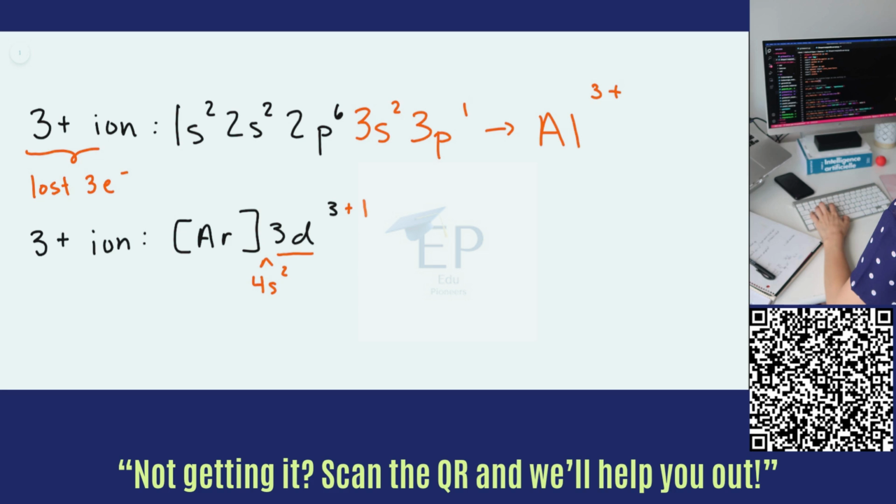So what this means is I need to add back the 2 electrons in the 4s, then I would add back the 3rd electron into that 3d area as well. So that means if I look at 4s2, 3d4, that element would be chromium. So this is really a chromium 3+ ion.